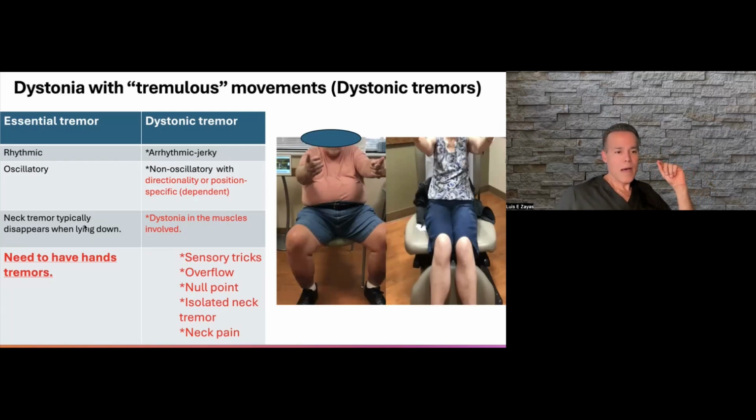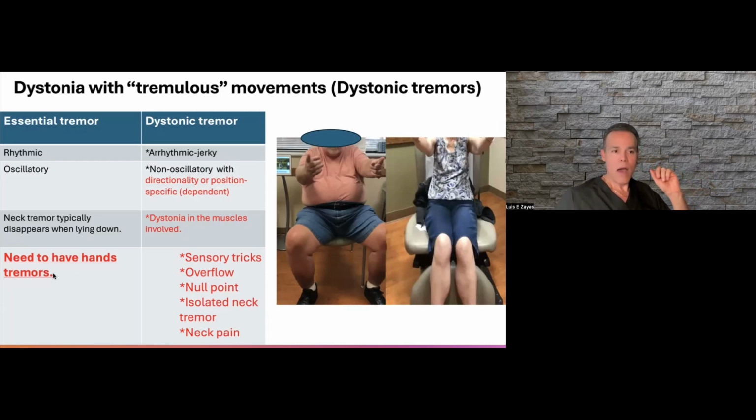Another thing regarding essential tremor: the neck tremors typically disappear. In essential tremor, remember, when the patient is resting, they should not have tremors. Obviously, there are some exceptions to the rule. There are patients, approximately 20%, who have resting tremor even with essential tremor. But typically, at the level of the neck, when the patient is relaxed, lying down, facing up, the head tremor goes away. And in dystonic tremor, you will see abnormal posturing, dystonia in the muscles involved.